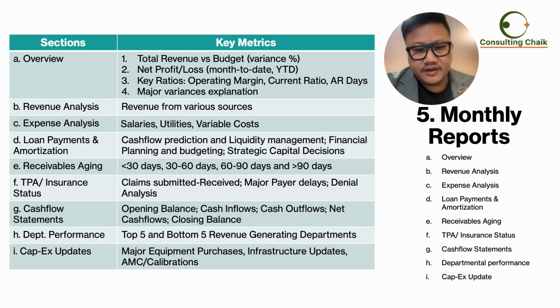Okay, and then your CapEx update. So initial CapEx is one thing, and monthly tracking of the CapEx is another thing. Any major equipment purchases or any infrastructure updates or AMC calibrations need to be tracked. Even if you don't have these expenses every month, you need to put this in your system so that you at least track this. There can be any month where you may need some equipment purchases, or you need to do infrastructure updates or AMC calibration, all that.